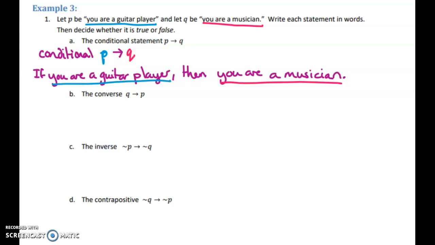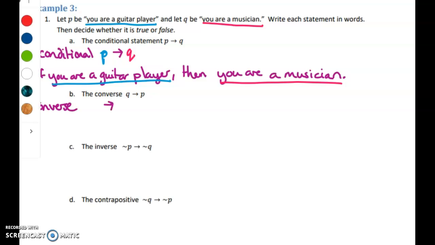Now it wants to know, is it true? If you are a guitar player, then you are a musician. That's true. If you play the guitar, then you're some type of a musician. So I think that one's true. Like I said, I did this in my notebook. So now I wrote down converse.